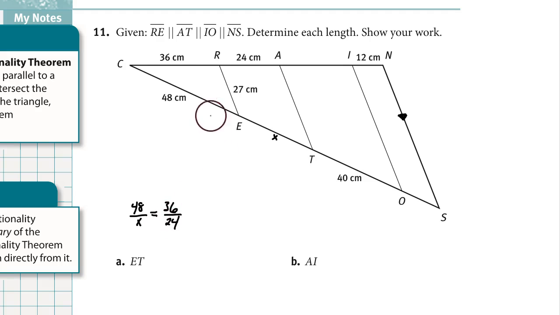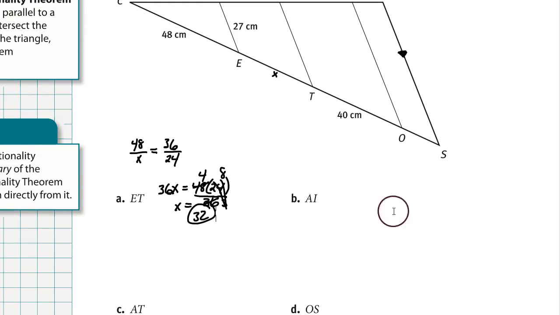Now look where I'm getting these pieces. Here's the 48. Here's the X. Then here's the 36, and here's the 24. Use cross multiplication to solve for X, and you'll have an answer for ET. Now I'm going to pause the video for you to try question B.